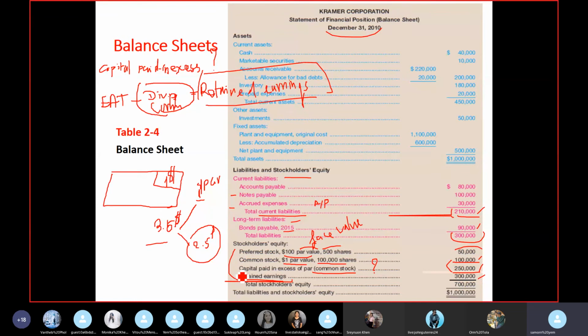So here, preferred stock, common stock, capital paid-in assets, and retained earnings, we call this the stockholder equity. Total stockholder equity is $700,000. It comes from the 50 plus 100 plus 250 plus 300. It is a total of 700,000. This is the total equity, and we add the total liability. It is 1 million, the same as I said.